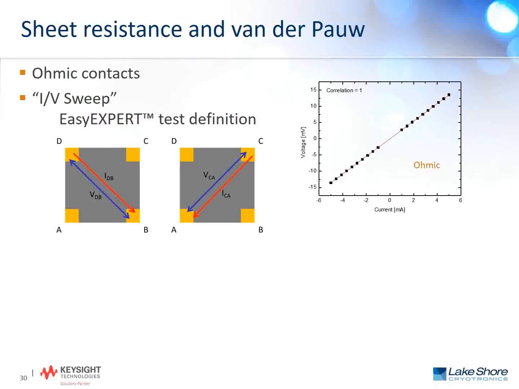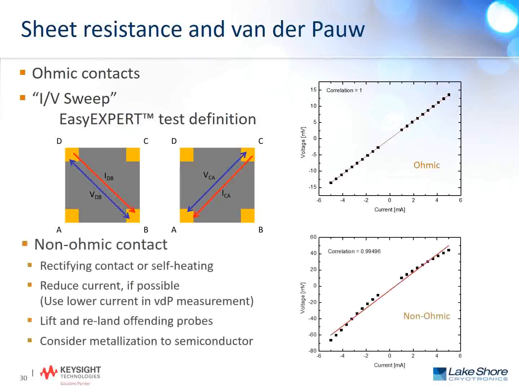Now for a good ohmic contact, we expect at least 5 nines, but we can live with a correlation down to 4 nines. Anything below that we would consider to be a non-ohmic contact. So what we show there is, again for a different set of contacts, the non-ohmic case. And so those contacts can either be rectifying or self-heating.